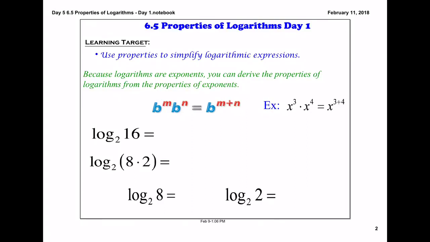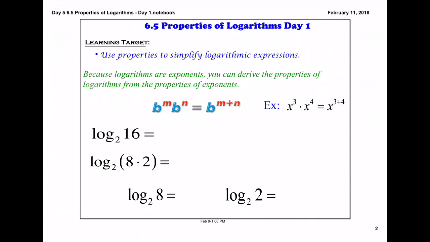Unit 6, Day 5, Properties of Logarithms, Day 1. Your learning target today is to use your properties to simplify logarithmic expressions. Because logarithms are exponents, you can derive the properties of logarithms from the properties of exponents.